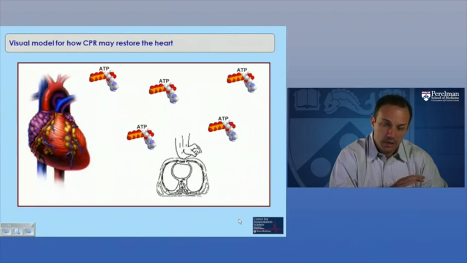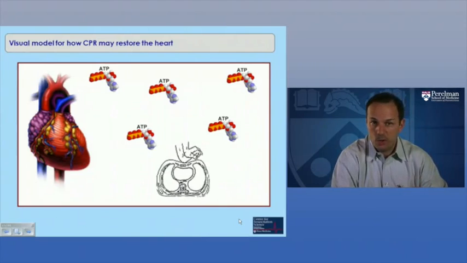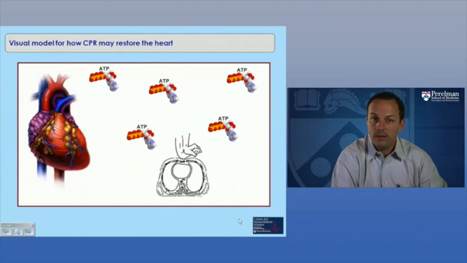Now, those of you who are expert providers watching this course, this is clearly a little bit oversimplified. There are other factors at play as well, but it's an important model, I think, to keep in mind for one of the factors that may be contributing to why pauses are bad and why bad CPR is problematic.